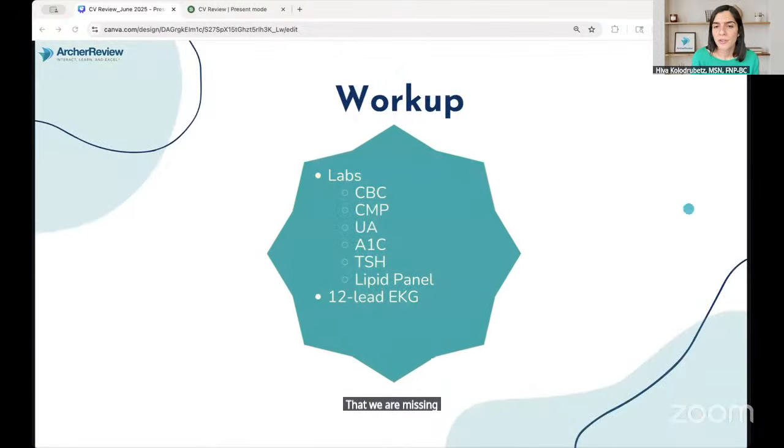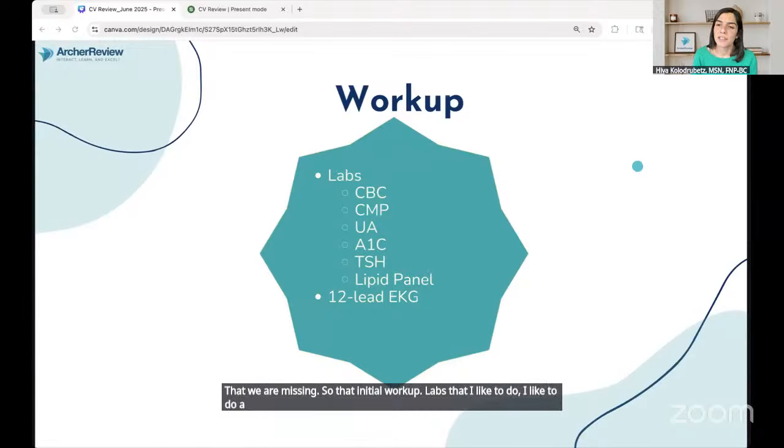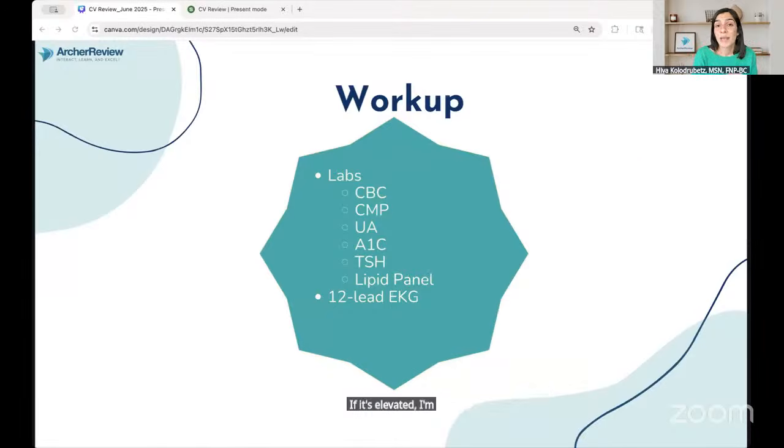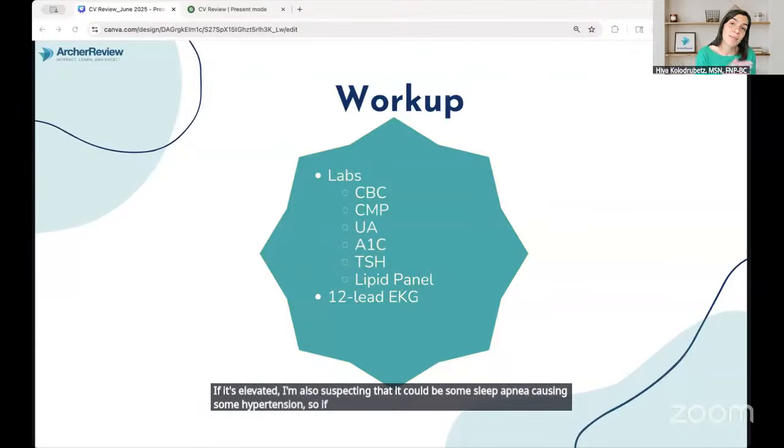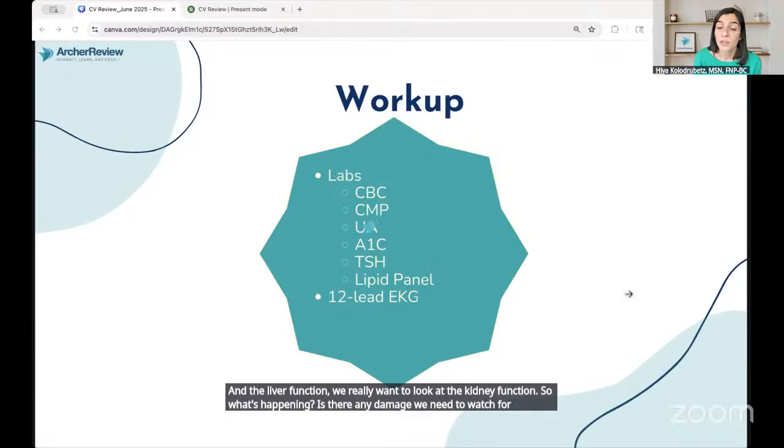So that initial workup, labs that I like to do: a CBC. I like to look at their hemoglobin and hematocrit. If it's elevated, I'm also suspecting that it could be some sleep apnea causing some hypertension. So if we fix the sleep apnea, we take the pressure off the heart. We also want to look at that chem panel along with the electrolytes and the liver function. We really want to look at the kidney function. So what's happening? Is there any damage we need to watch for? You can also do a UA and look for any signs of proteinuria.